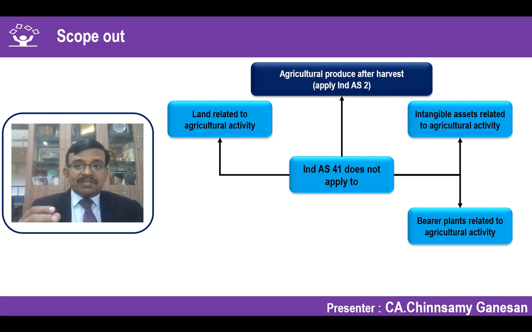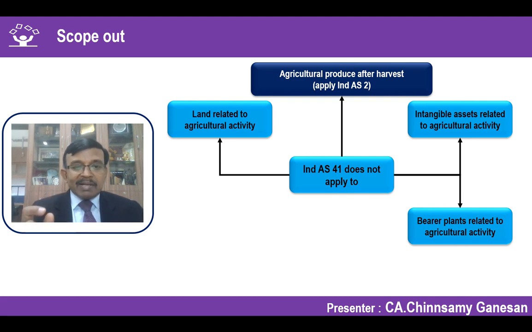Bearer plants which are related to agricultural activity. When I am saying bearer plants, coffee plantation, tea plantation, rubber trees, they are plants which are bearing the agricultural produce, and the harvested item is coming out of the bearer plants, but these plants have a life of more than 1 year, or it may even be more than 100 years, 200 years. For example, some of the tea bushes have more than 100 years of life. Still they are producing the agricultural produce, tea leaves. So those bearer plants are outside the purview of Ind AS 41.